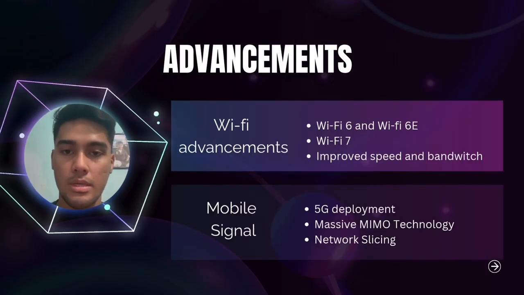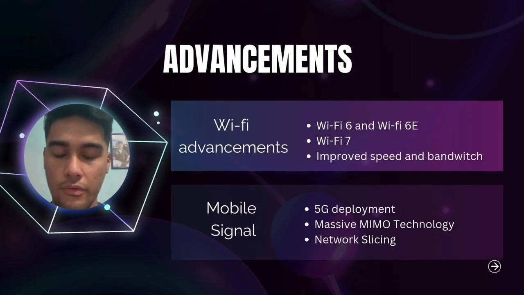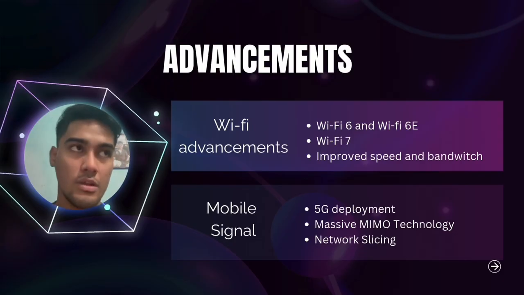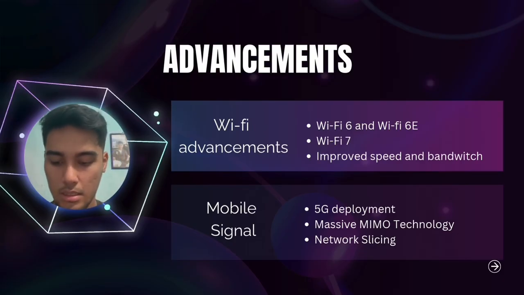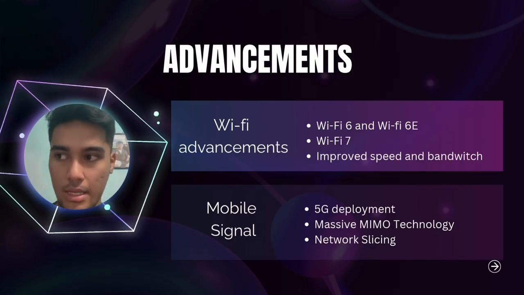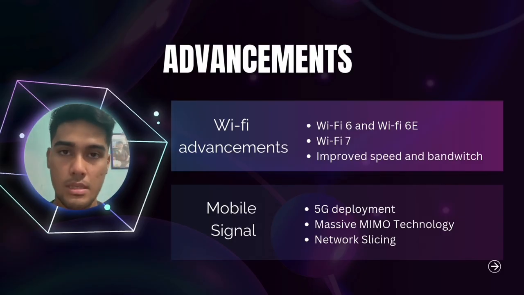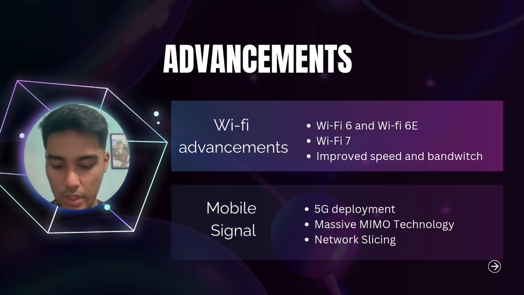Let's move on to the advancements in Wi-Fi and mobile signals. First, Wi-Fi technology has improved a lot in recent years. The introduction of Wi-Fi 6 and Wi-Fi 6E has made internet connections faster, more stable, and better at handling many devices at once. This is useful in homes, schools, and offices with lots of connected gadgets.